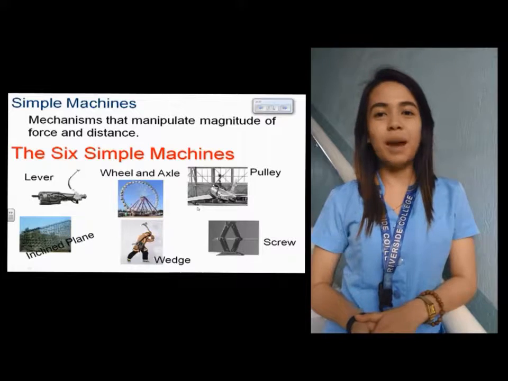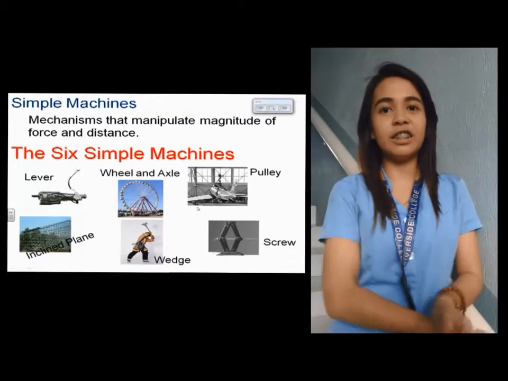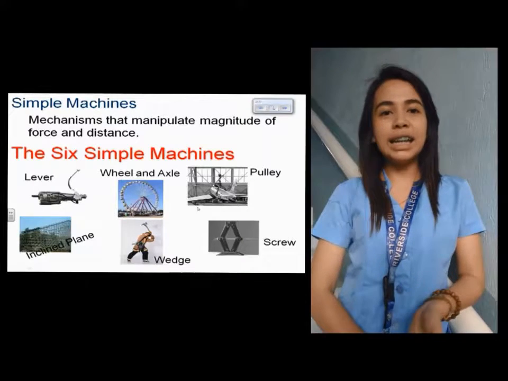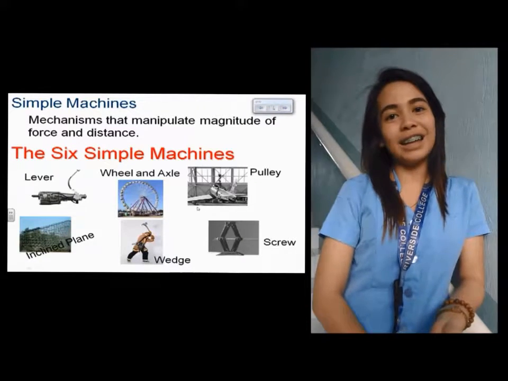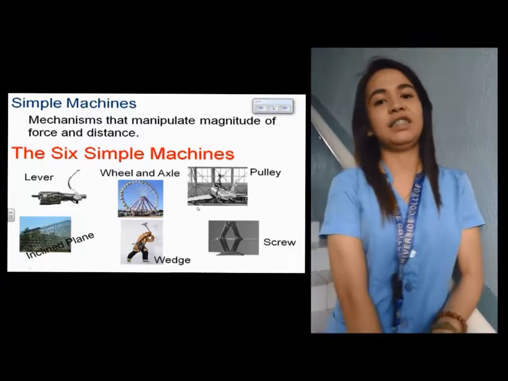Machines that manipulate magnitude of force and distance. The 6 simple machines are the lever, wheel and axle, pulley, inclined plane, wedge, and screw. But in our presentation, we will tackle the lever.